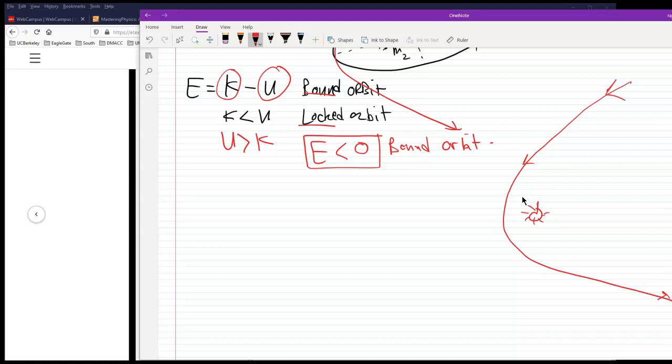It is also an orbit, but the difference between this one and the bound orbit is that here the kinetic energy is greater than the potential energy, and therefore it is unbound. What that means is it will escape the gravitational pull.